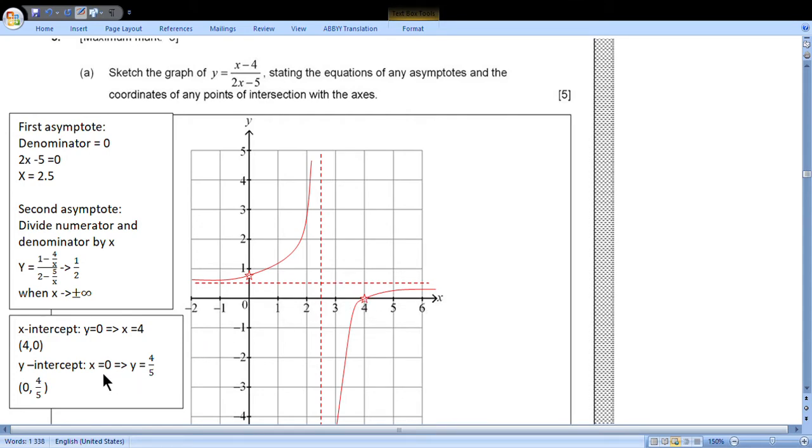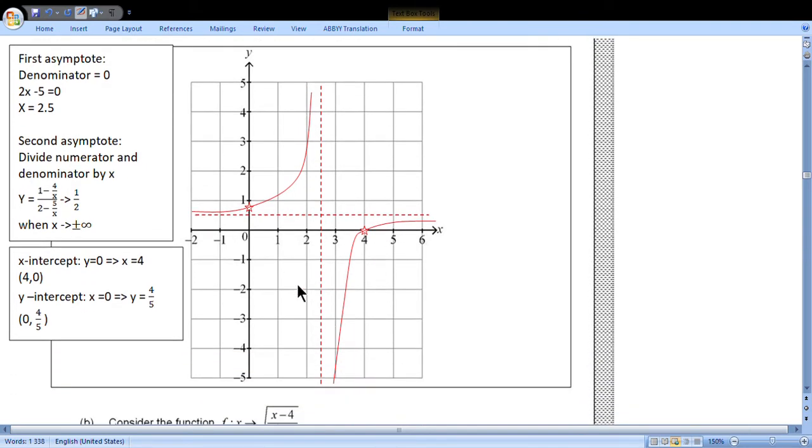And the y-intercept is when x equals 0. In this case, y equals 4 over 5. 4 over 5 is this point. So we have these intercepts and two asymptotes, and we know how the graph looks.